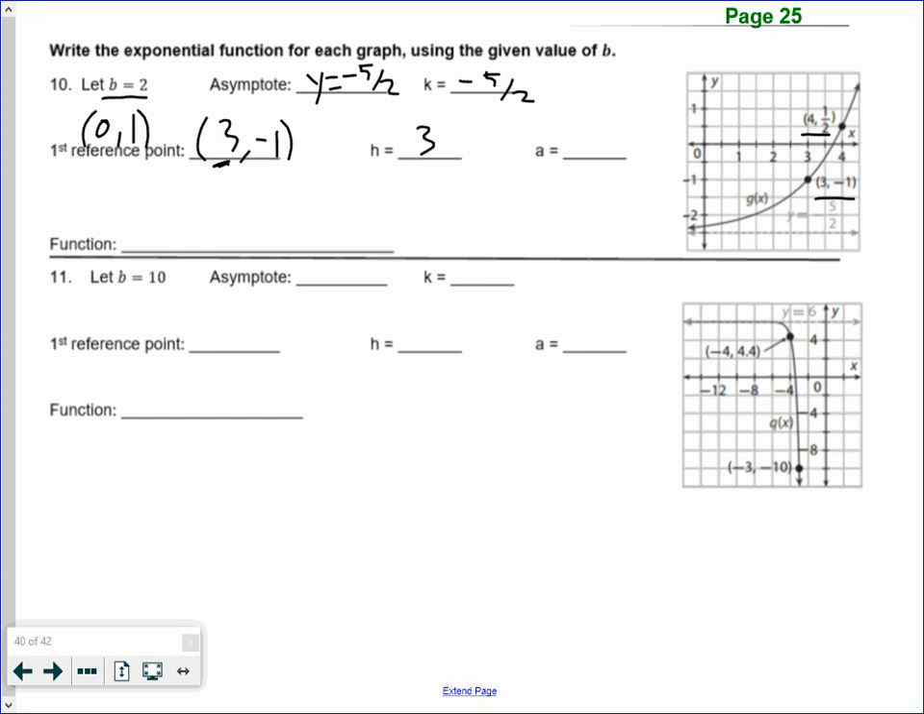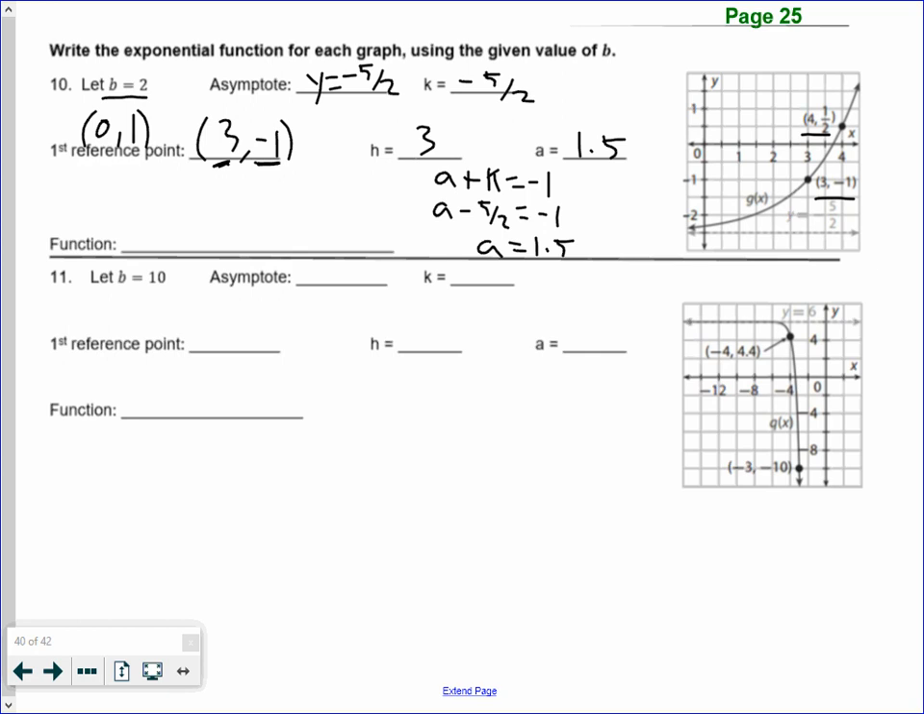And our a value, that y value right there, that's a plus k equals negative 1. So our a value, we don't know. Our k is negative 5 over 2. That'll equal negative 1. So we get an a value of 1.5.